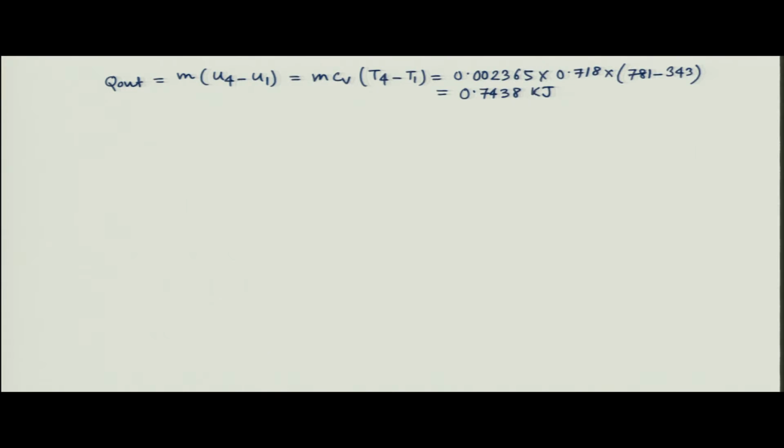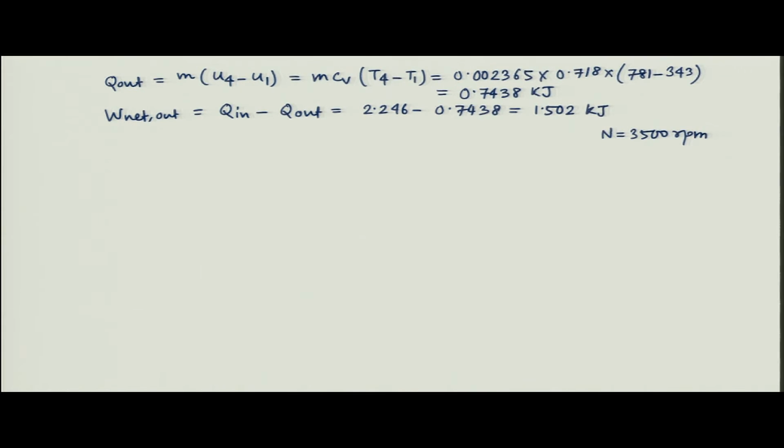Now, we can find the net work done. Net work is Q in minus Q out, which is 2.246 minus 0.7438, that gives us 1.502 kilojoule. Now, this is the net work done in a cycle. The RPM of the engine is given, it is 3500 RPM. So, we have to calculate the net work output in kilowatt.